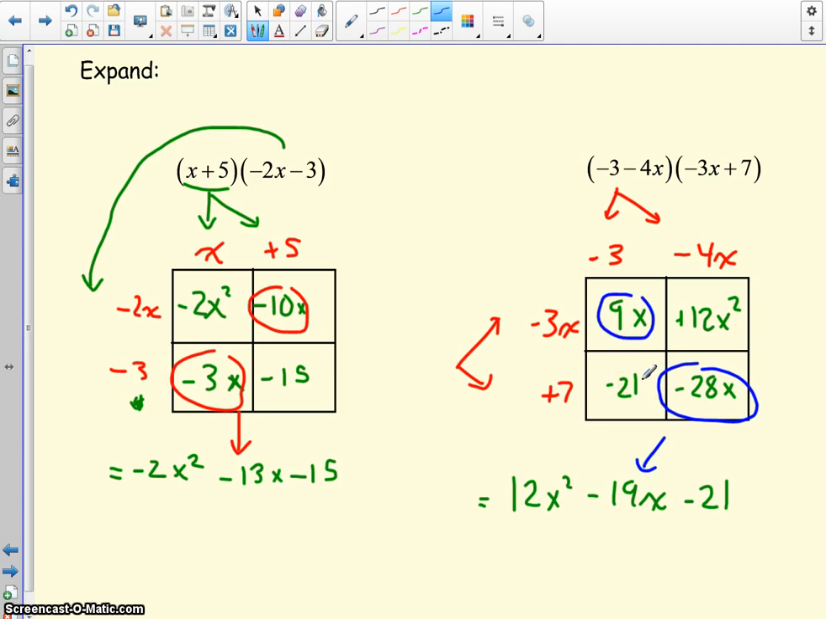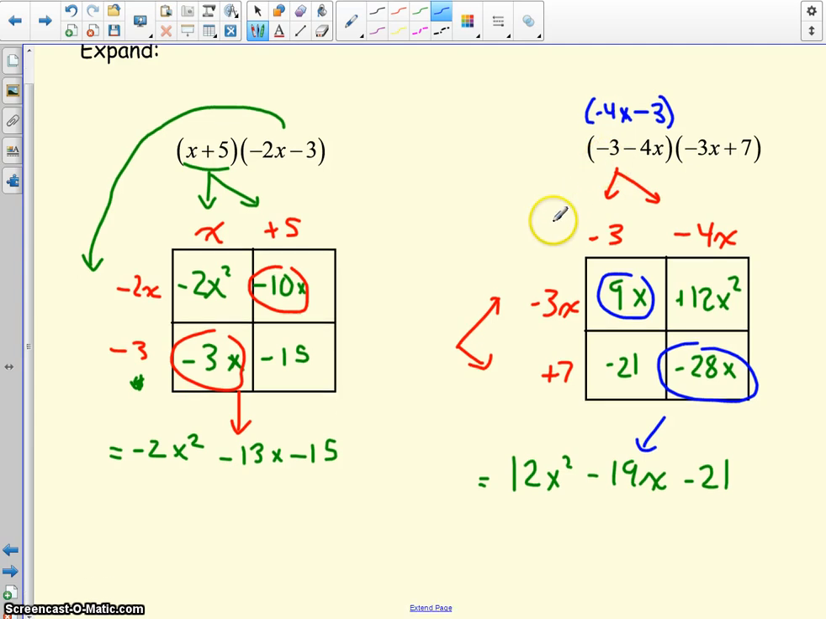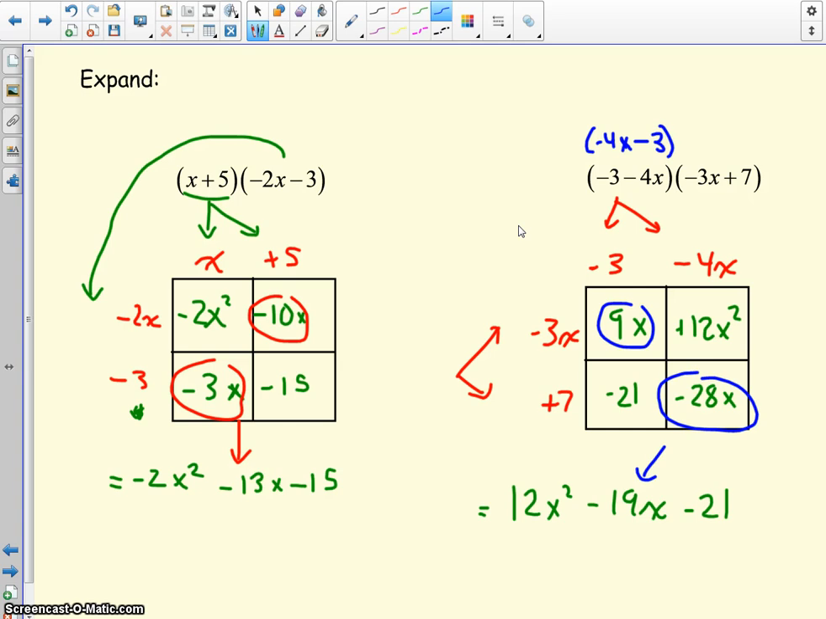One thing you might want to do for this one, if you prefer having all the x squared terms in the top left and your constants in the bottom right, you could have actually rewritten this first binomial as negative 4x minus 3, and then use that to set up the array that way. So it's just another way of going about it that might make it look a little bit easier for you. Okay, so this whole idea works.